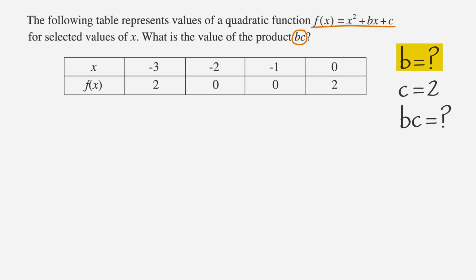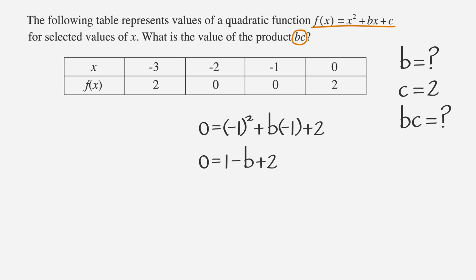Now we just have to solve for b and then multiply. Let's use one of the coordinate points from the chart where f of x equals 0. We'll let x equal -1 and y equals 0, and since we know that c is 2, we'll put that in as well. Plugging into our equation, we get 0 equals -1 squared plus b times -1 plus 2. So 0 equals 1 minus b plus 2, and 0 equals 3 minus b. Adding b to both sides, b equals 3.